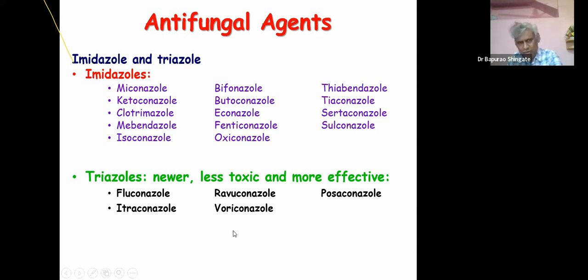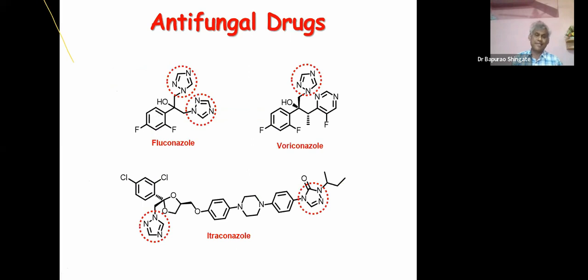And I will show you the structures of those triazoles and see the arrangement of the nitrogens in triazoles. They are at 1 to 4 position. In fluconazole, in voriconazole, 1 to 4 position is there. In itraconazole, again at 1 to 4 positions. And there are many more examples of triazole based antifungal agents.